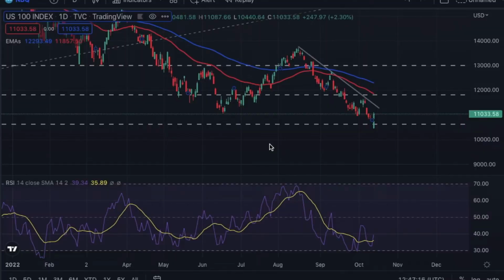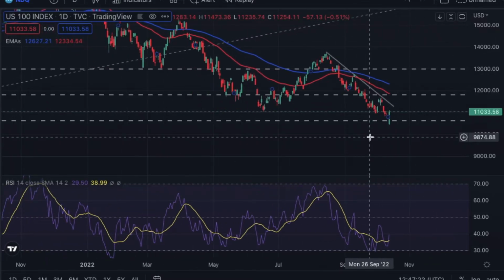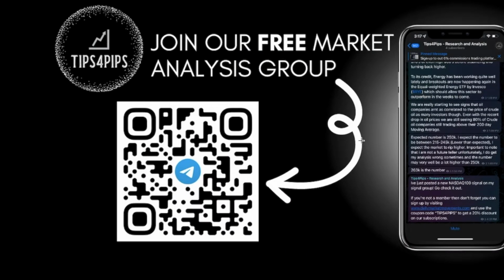Guys, and welcome back to Tips for Pips, and we're going to be analysing the Nasdaq 100 on the daily chart. We've got quite a lot to talk about with the Nasdaq 100, especially as the CPI was released yesterday.